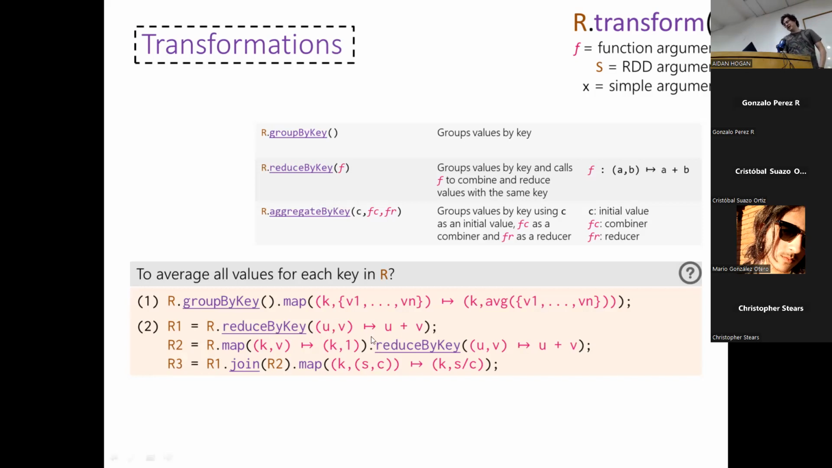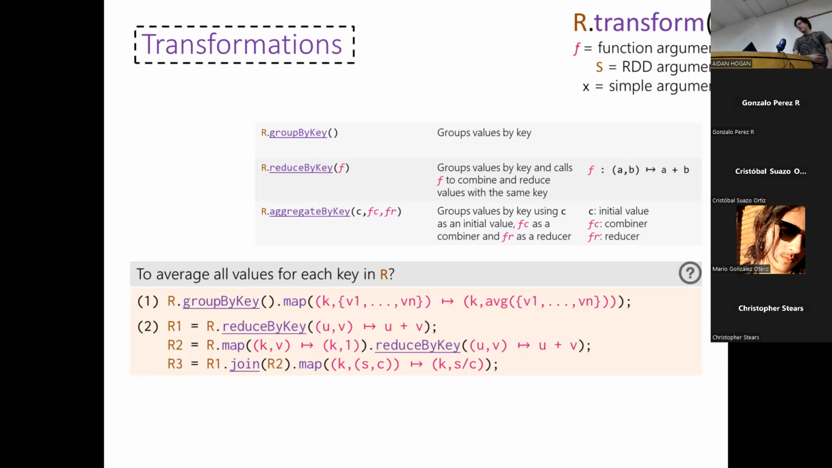So in the reduce by key here in OR1, what we're doing is we're storing the sum of the values for each key. In OR2, we're going to count the values for each key. How do we count the values? We map each key and value to key and 1, and then we sum the ones for each key. And then in OR3, we're going to join the sum and the count, and we're going to map from a key with a sum and a count. We're going to output sum divided by count, which is the average. So this is not so straightforward.